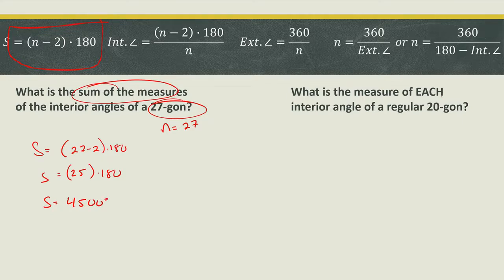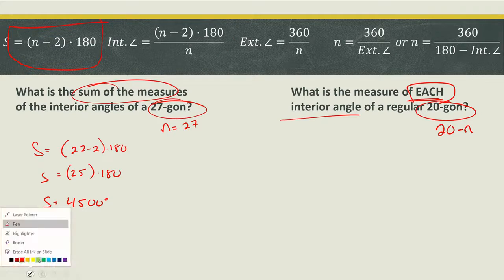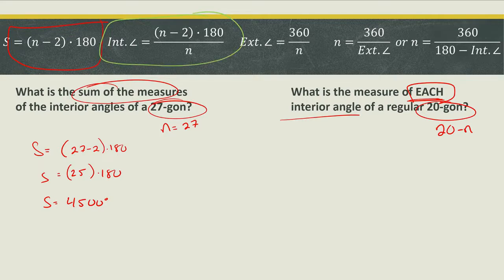All right, second problem. It says, what is the measure of each interior angle of a regular 20-gon? So here this 20 represents n, which is the number of sides. Since we're looking for one or each interior angle, we are going to use our second equation here, which we'll use a different color, our interior angle, right?